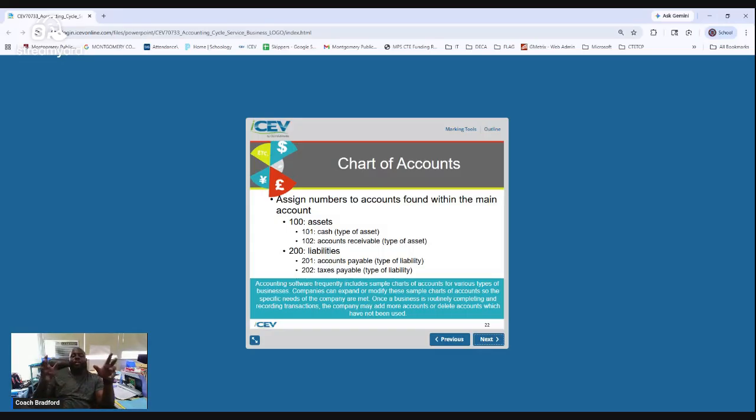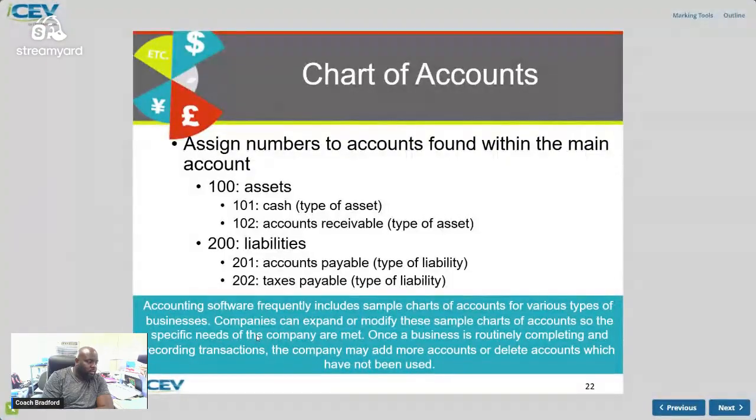Now, accounting software frequently includes sample charts of accounts for various types of business. Companies can expand or modify. An accounting software is something that you mostly plug your information into a system and it organizes things methodically based on things that are normal or usual. So based on typical things, it conducts itself. Okay. And you can add to it or take from it, because at the end of the day, your accounts are customized to your needs as long as they fit the systematic usage. Remember our original accounting definition.